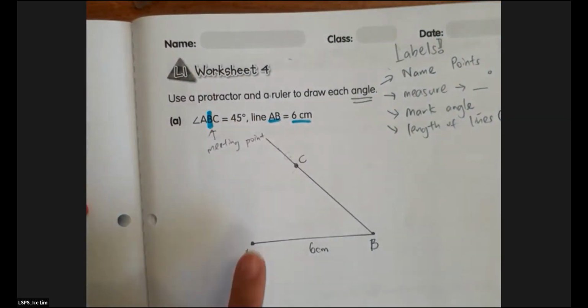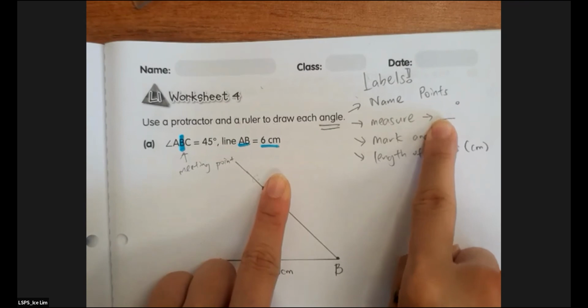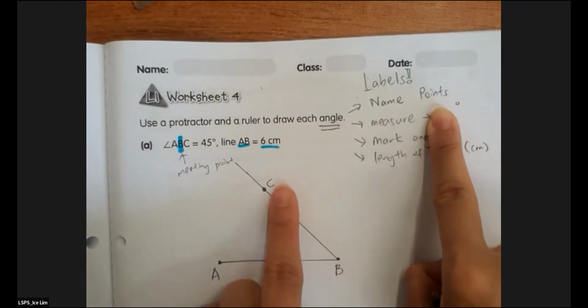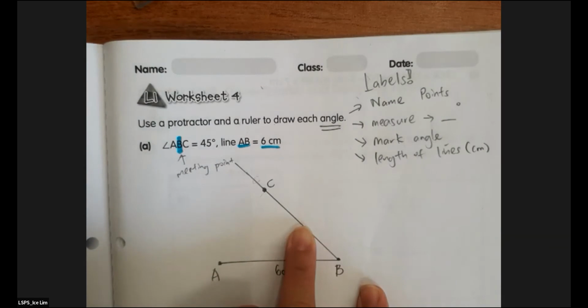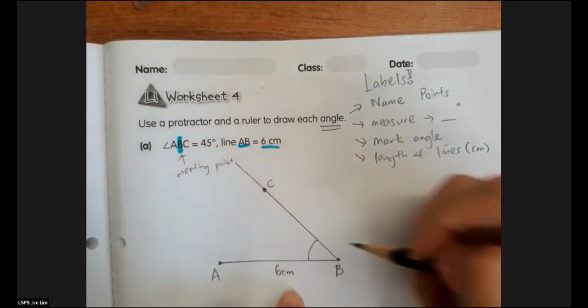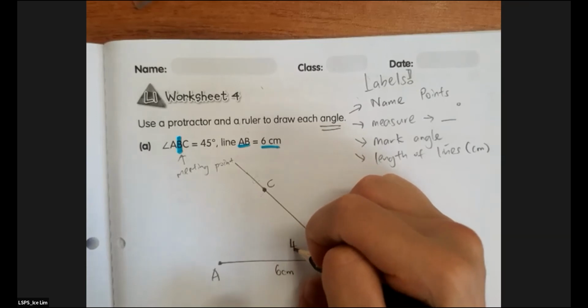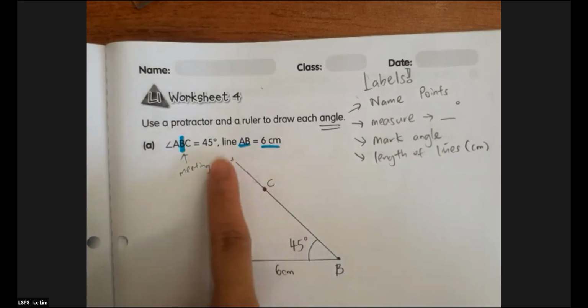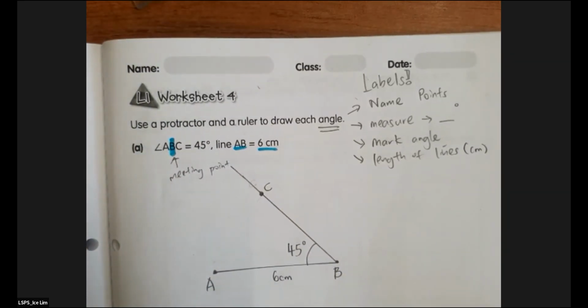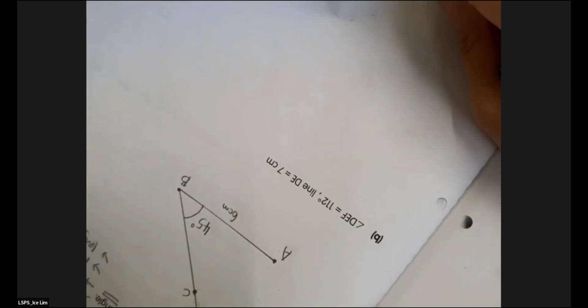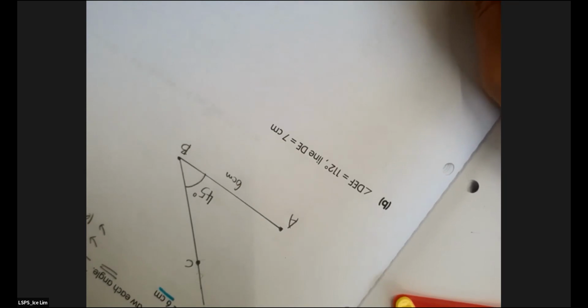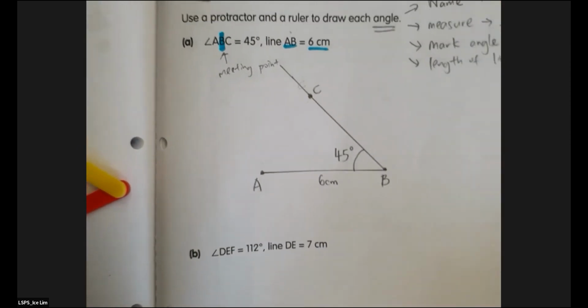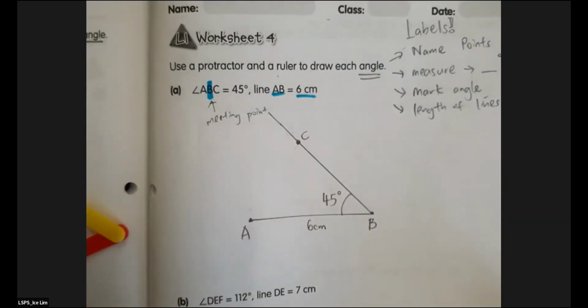Okay, so name points with uppercase, measure, mark the angle, indicate the measurement, 45 degrees, don't forget the symbol, check for the line, 6 centimeters. You have everything. Okay, again, it can look like this, it can look like this, all acceptable. Just that you need to label correctly. You understand? I just put it upright because it's easier to see.